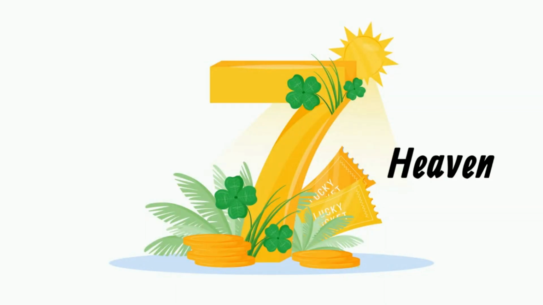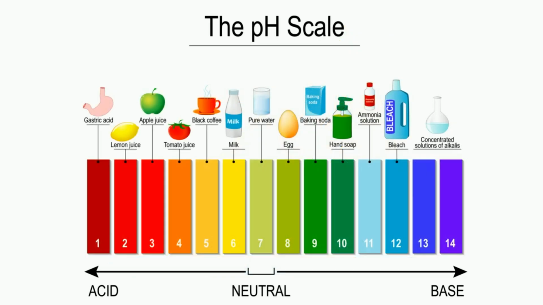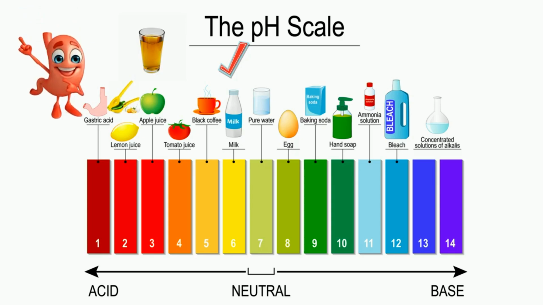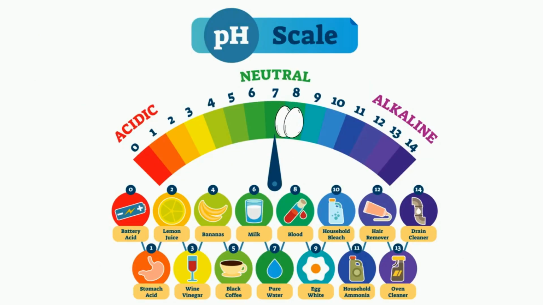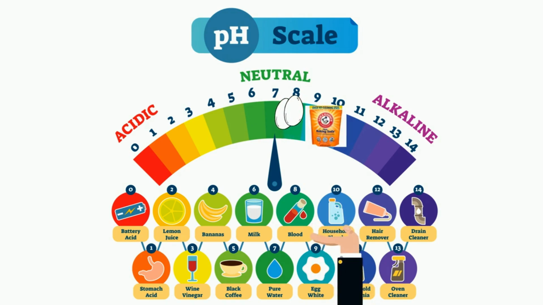Next, let's go through some items that are acidic or basic. Milk is slightly acidic, along with apple juice, lemon juice, and then stomach acid. Some acids can taste very sour. Some examples of bases include eggs, baking soda, ammonia, and bleach. And a base may taste bitter, and it could also be slippery.